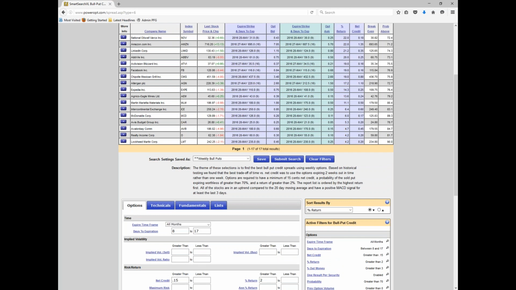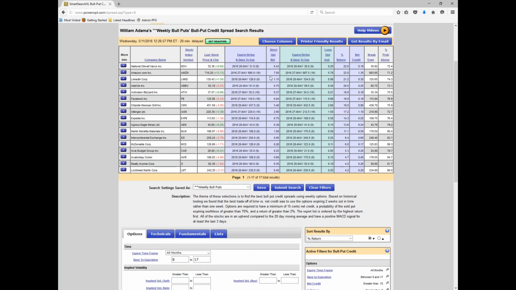Okay, now let's talk about some of the other things that I like to look for. We don't have it set up in this particular search that was tested by Ernie and back tested to look for more positive gains.